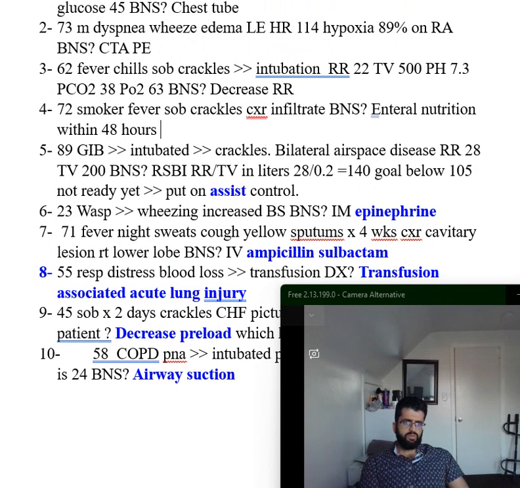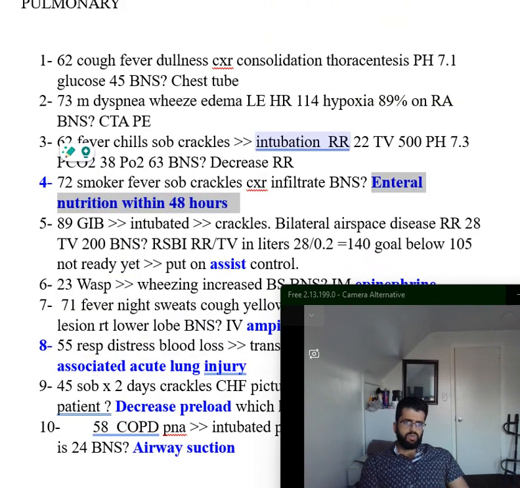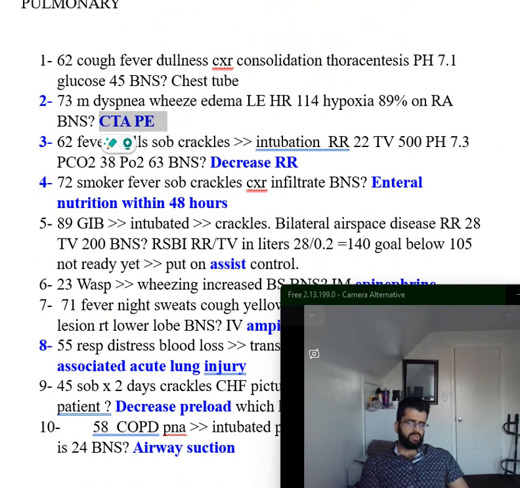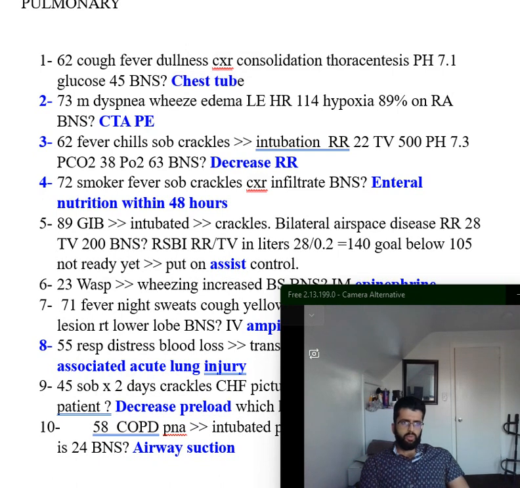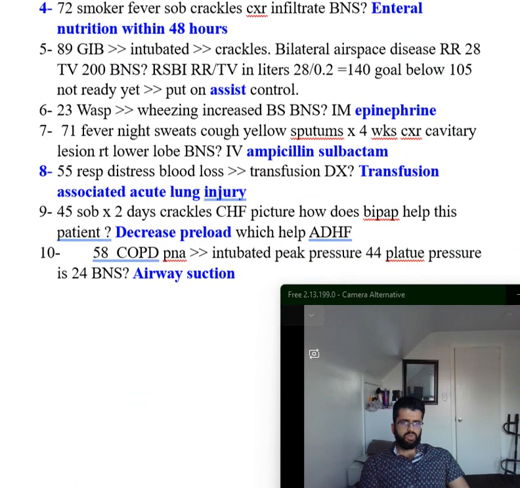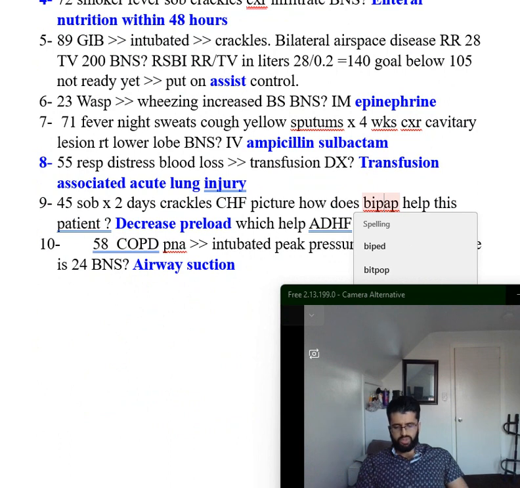Enteral nutrition is helpful as well. Make sure you know that. A decreased respiratory rate is a pretty good thing to know if somebody's respiratory rate is high. CTPA, when there's Wells criteria, we talked about that: tachycardia, hypoxia. A chest tube whenever the pH is less than 7.2. And that's the first section of the pulmonary.